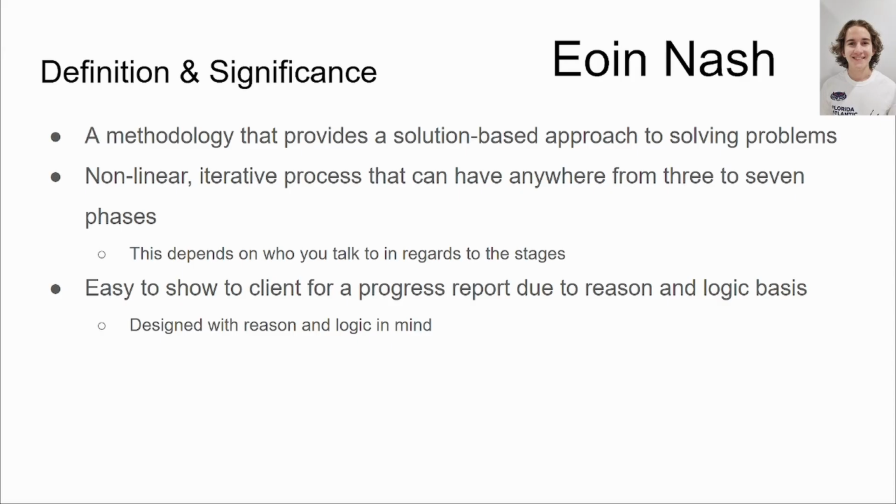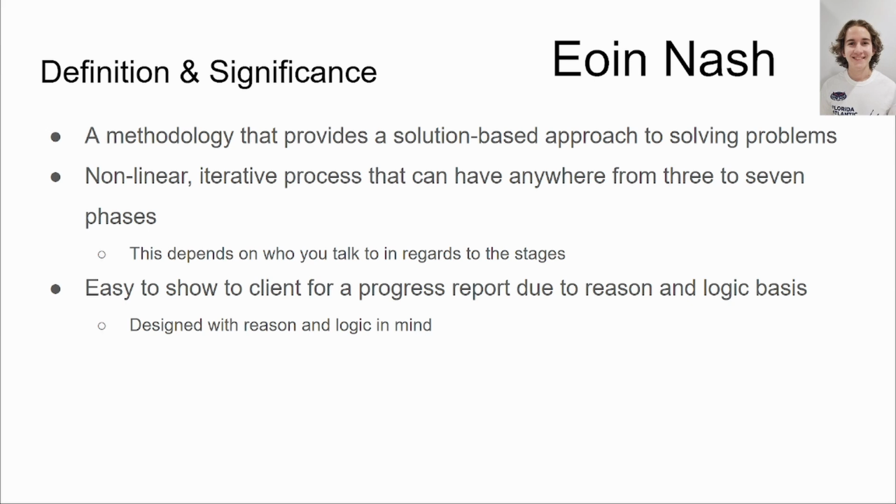Typically, the definition would be a methodology that provides a solution-based approach to problem solving. It's nonlinear and an iterative process that can have anywhere between 3 to 7 phases. Typically, this depends on exactly who you're speaking to because they can be additional. However, for future reference, we only narrowed it down to 5.